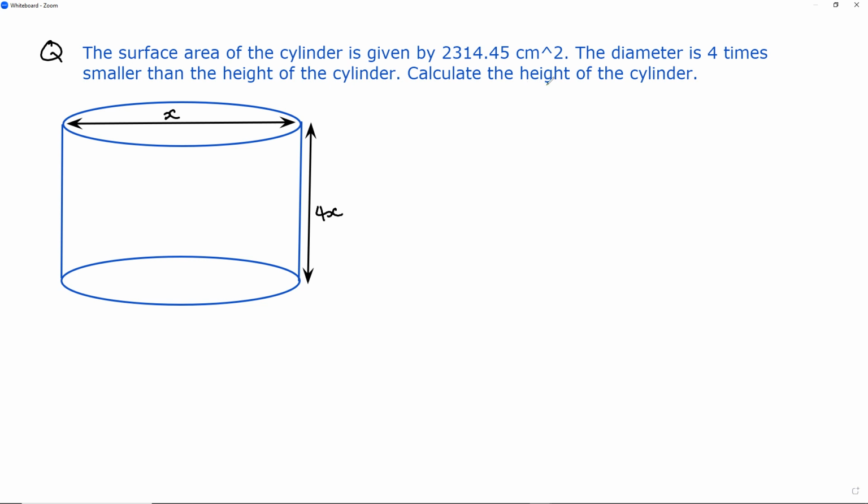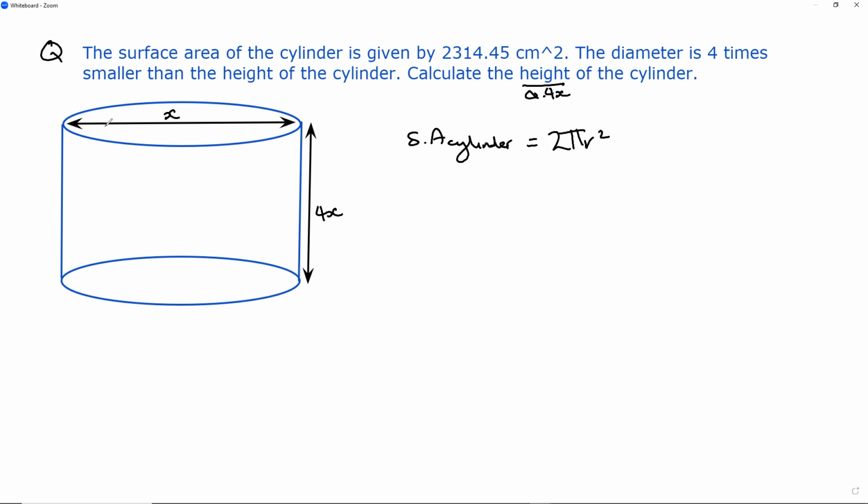It says calculate the height of the cylinder. So we want to calculate 4x at the end. That's what we want to get to. Now, we need to know what the surface area of a cylinder is. So the surface area of a cylinder is going to be given by the area at the top, which is pi r squared, plus the area at the bottom, which is pi r squared as well. But there's two of them.